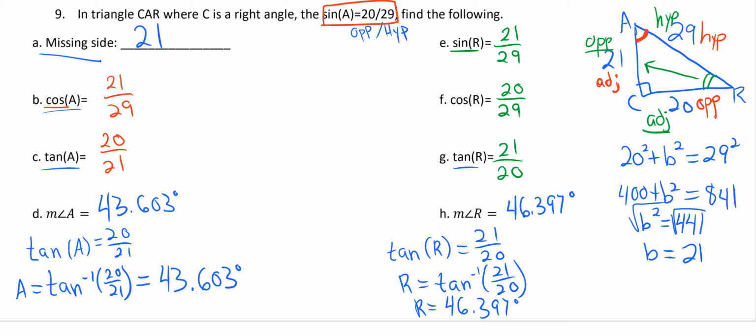And there we go. So those are the answers for those. And if you want to check these two angles, the 43.603 plus the 46.397 should add up to 90. And they do, 90 degrees. So there we go. And that is the end of your review.